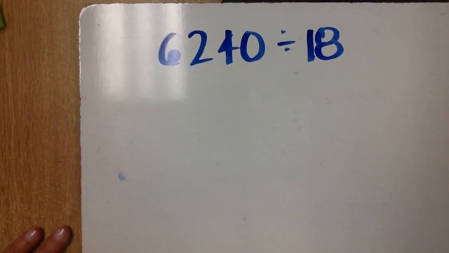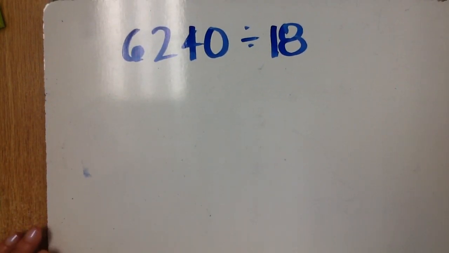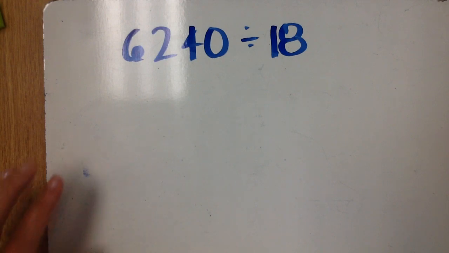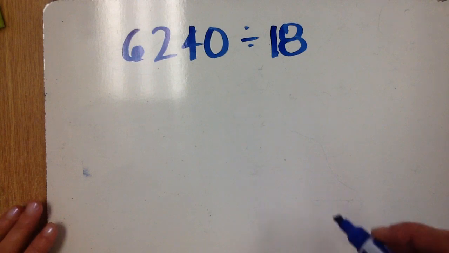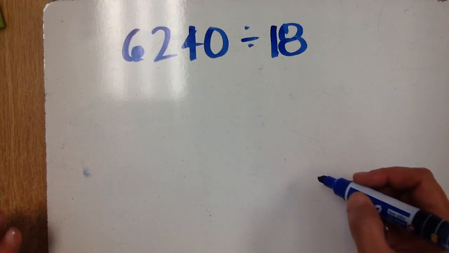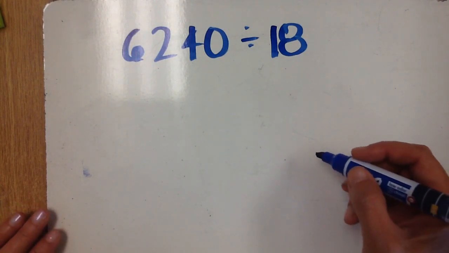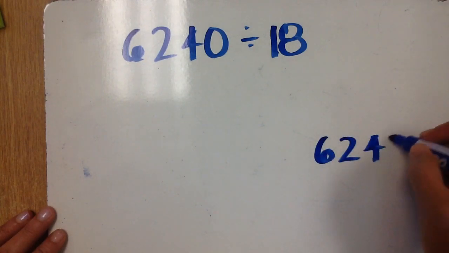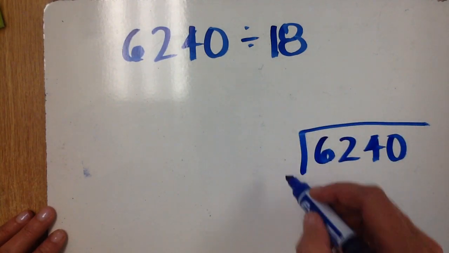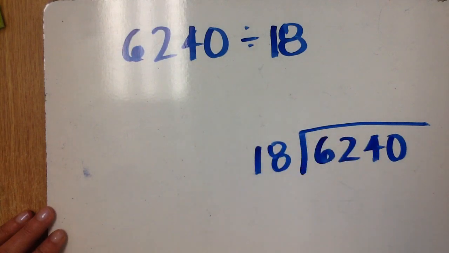Hi, in this video I'm going to demonstrate how to use the stack up method to divide 6,240 by 18. So the stack up method is also very forgiving, just like our rectangle sections. So I'm going to set up the total that I have, and my divisor is going to go out here.